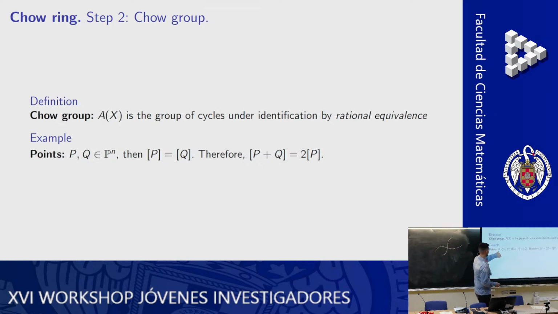We can say that if you take 2 points in the projective space, they are going to be rationally equivalent. So then they are going to be in the same equivalence class. So, for example, we can say that the class of the sum of 2 points, this is a cycle, is just 2 times the class of a point. And I'm going to call it the class of a point because there's going to be an equivalence class that contains exactly all the points of the projective space because they all are rationally equivalent.